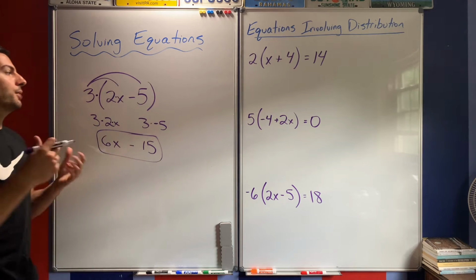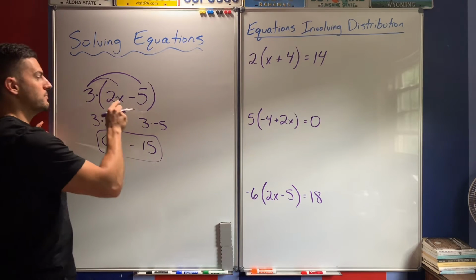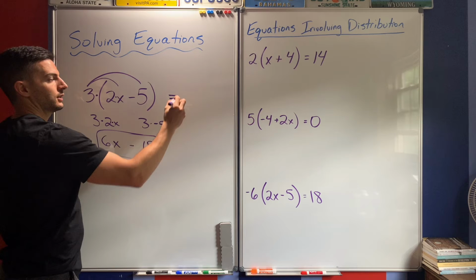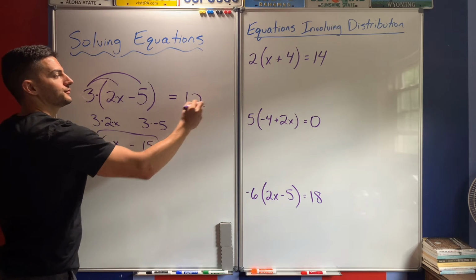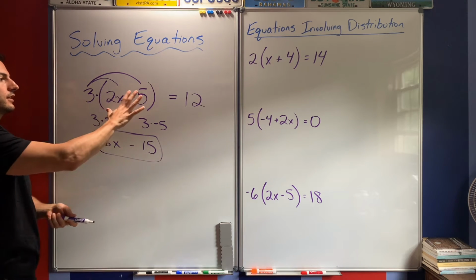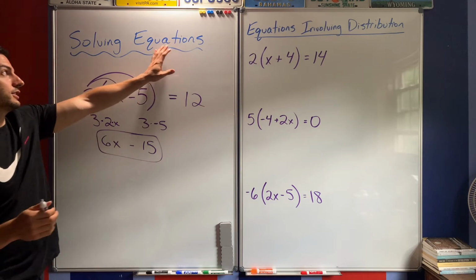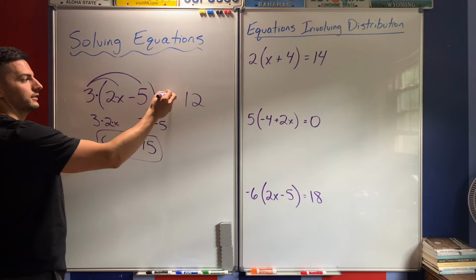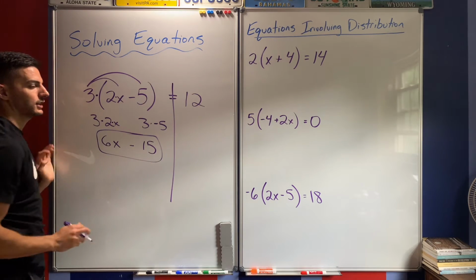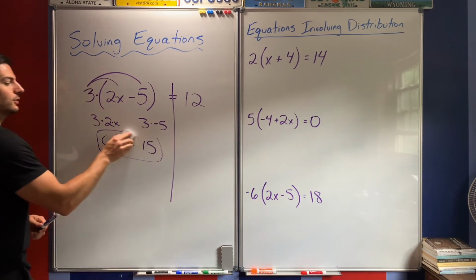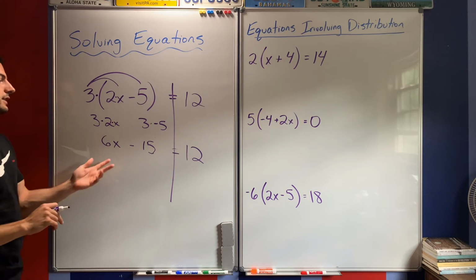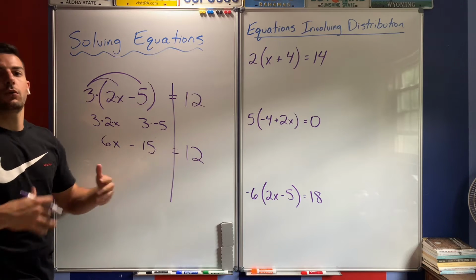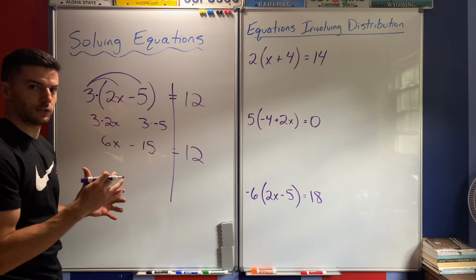But let's make this into an equation. What if I made this 3 times 2x minus 5 equals 12? If I said this is now an equation, a characteristic of an equation is that it has an equal sign. So now it has an equal sign, and that means it has two different sides to it. So this would no longer be the answer. If I say 6x minus 15 equals 12, what I can do is solve this equation.